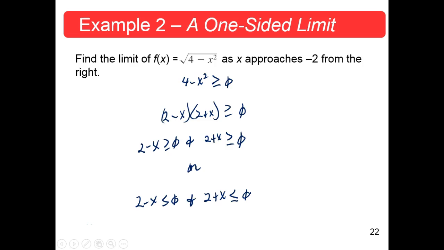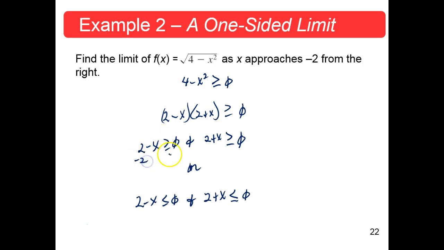In both of these cases, this thing is going to be positive, right? If both of these are positive, that's going to be positive. If both of these are negative, that's going to be positive, right? So what we do now is figure out what values make this true. Okay? Can we solve that first little inequality here? What would we do?